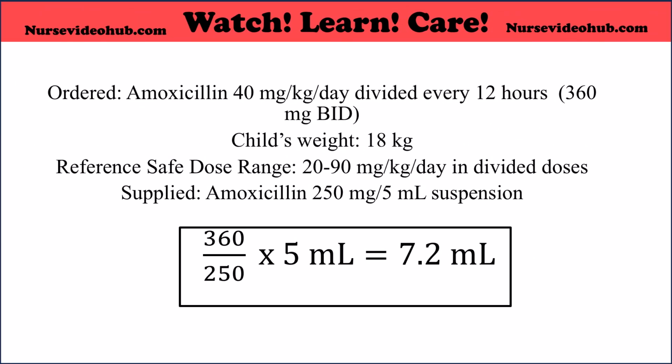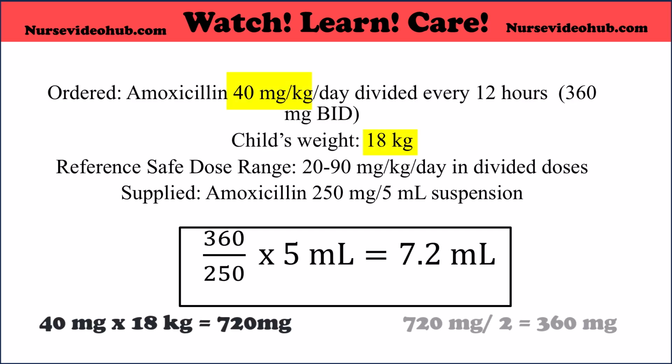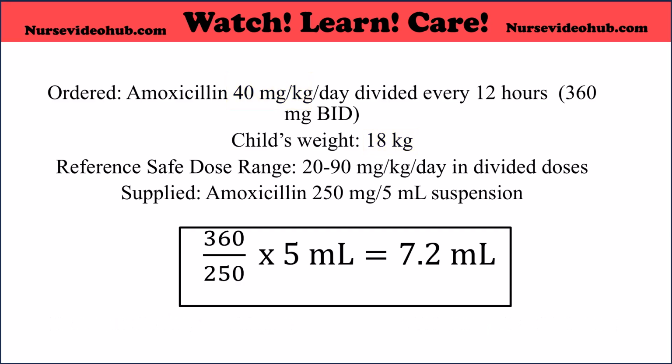First, calculate the patient dose. 40 milligrams times 18 kilograms equals 720 milligrams divided by 2 doses equals 360 milligrams per dose. Now fill in the formula. The desired is 360 milligrams. The have is 250 milligrams. The quantity is 5 milliliters. 360 divided by 250 times 5 equals 7.2 milliliters of the suspension to administer.